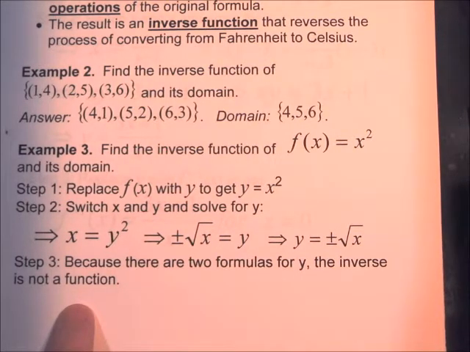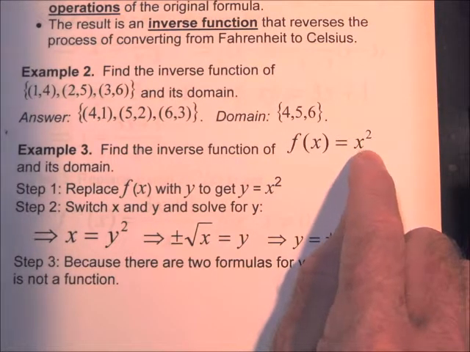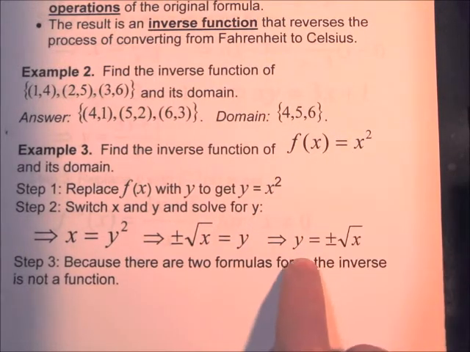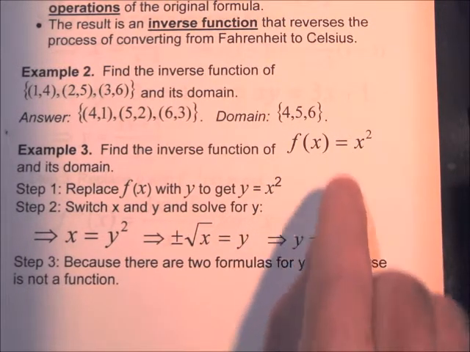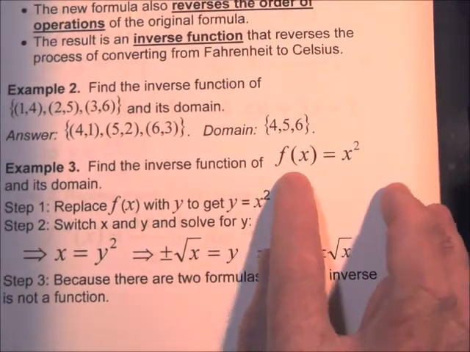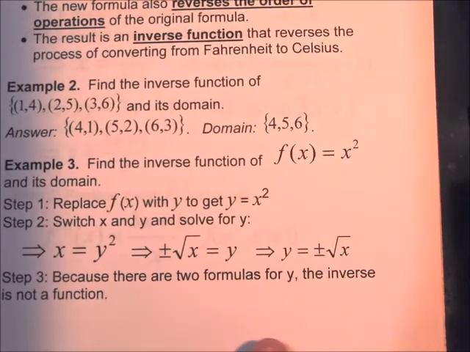We can get an inverse function if we restrict the domain of the original function. If we restrict the domain to either positive values of x or negative values of x, then we can get an inverse for that function with the restricted domain. But if we're using the entire domain of the original function, then there's no inverse.